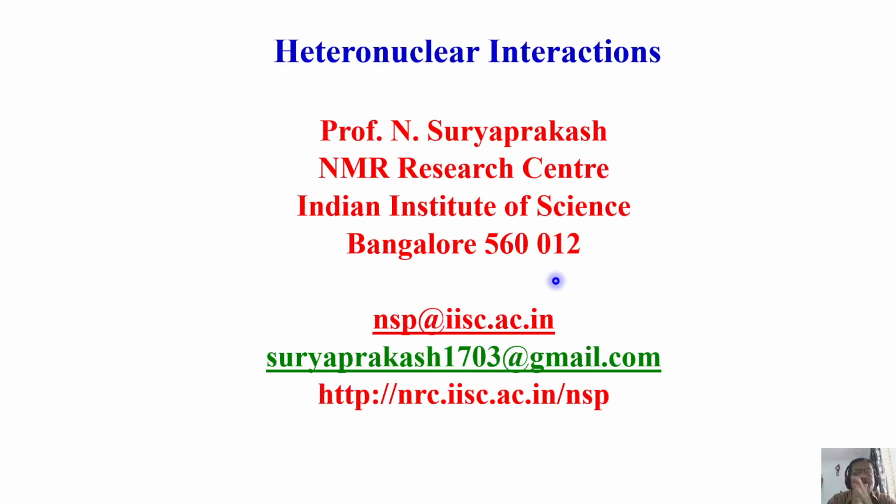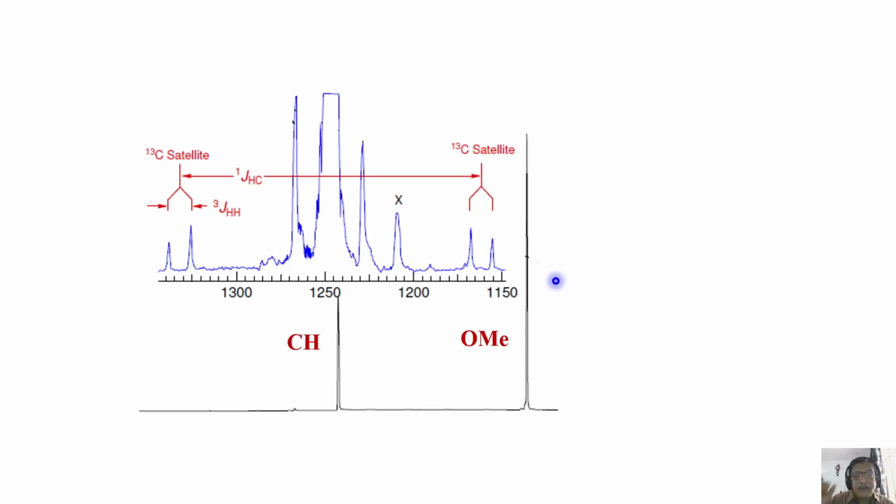I took the example of Si2H6, where we found one bond silicon proton coupling through the satellites, two bond silicon proton coupling, and three bond proton proton coupling we could see. So this is what I wanted to say. A lot of information you can derive, sometimes from the same proton spectrum, if you carefully look at the analysis of the satellites. Let us continue further today.